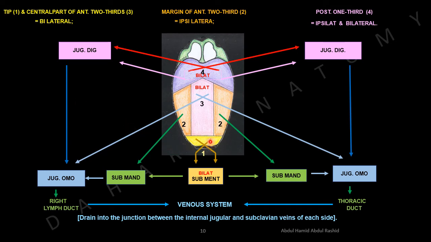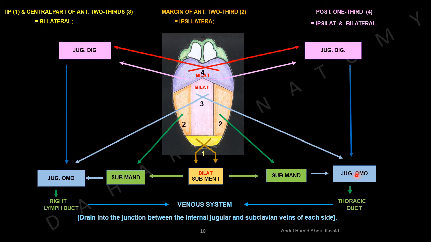Lymph from the tip of the tongue bilaterally drains to the submental nodes. From there, drain to submandibular nodes of both sides, and then to the jugulo-omohyoid nodes of both sides. And from anterior 2/3, the lateral margin will drain ipsilaterally to the submandibular nodes. And from the center parts will drain bilaterally to the jugulo-omohyoid nodes, that is the lower deep cervical nodes, level 4.